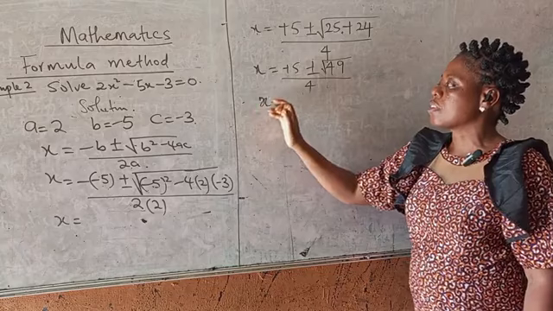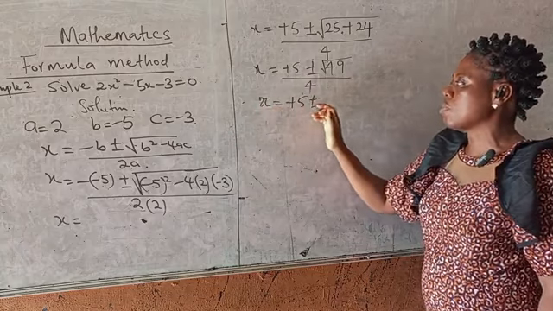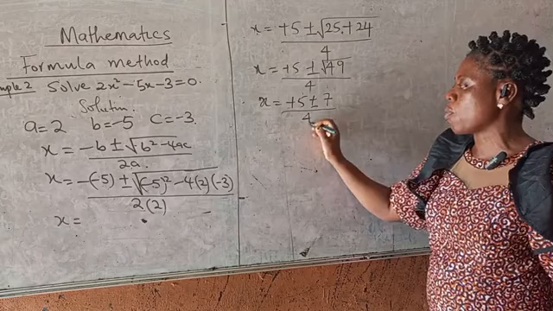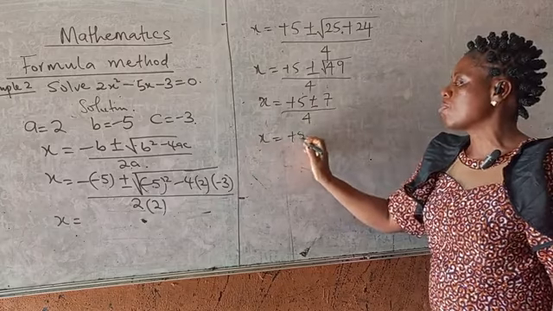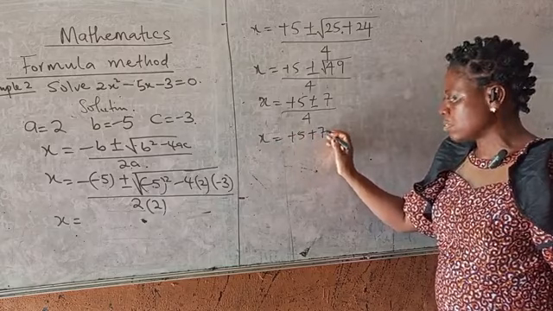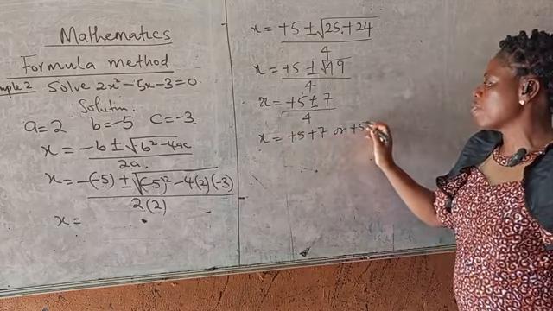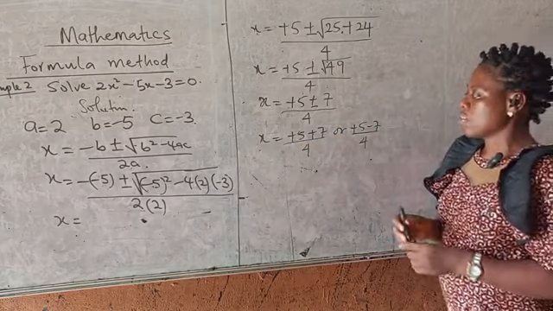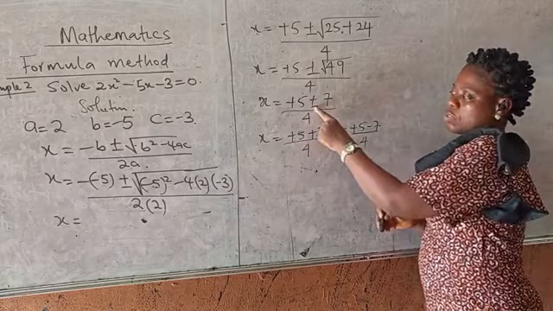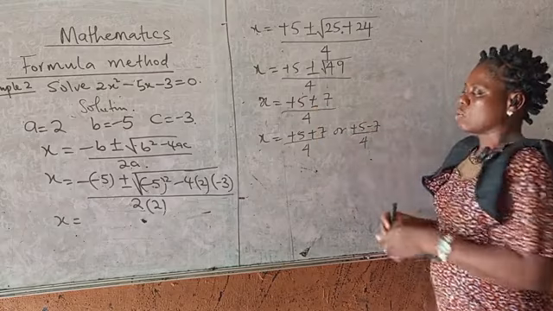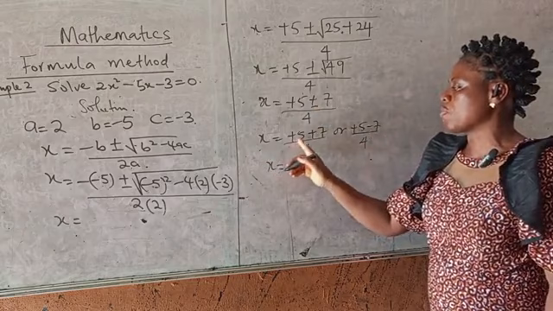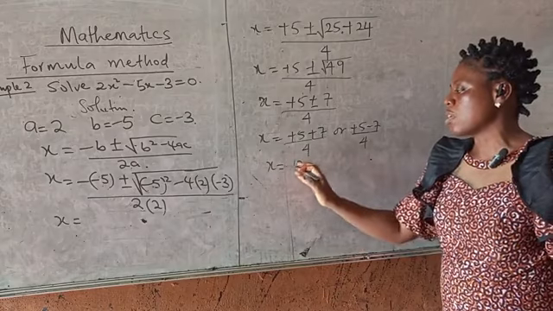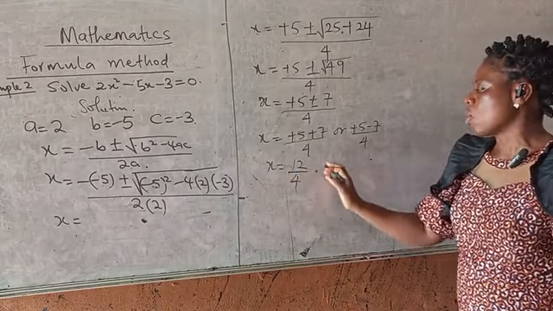And we say x is equal to plus 5 plus or minus. What is the square root of 49? That is 7, all over 4. And we say x is equal to plus 5 plus 7, or plus 5 minus 7, all over 4. You can see that there are two operations here, plus and minus. And we proceed again. We say plus 5 plus 7. I'm having 5 naira, I have 7 naira again, and that gives me what? 12 all over 4.